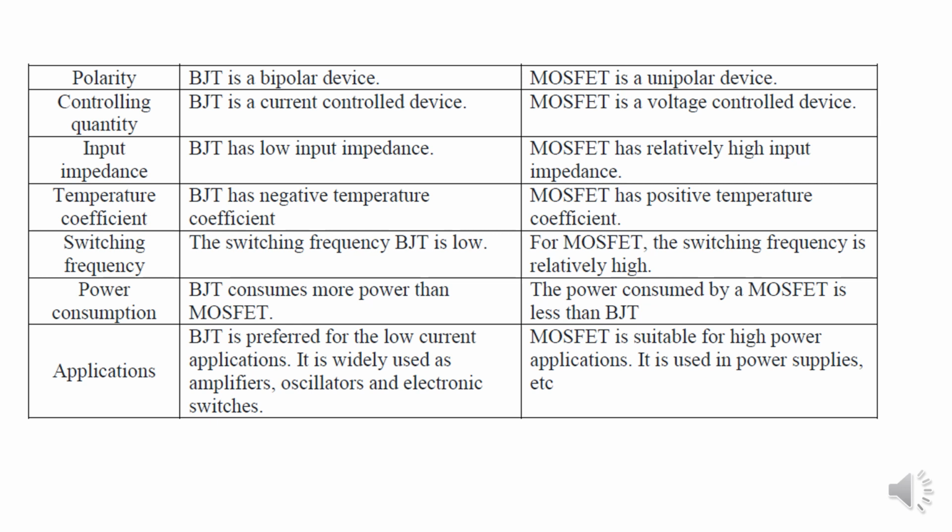And for application, BJT is preferred for low current applications. It is used as amplifiers, oscillators and electronic switches, and the MOSFET is used for high power applications. It is used in power supplies, etc.